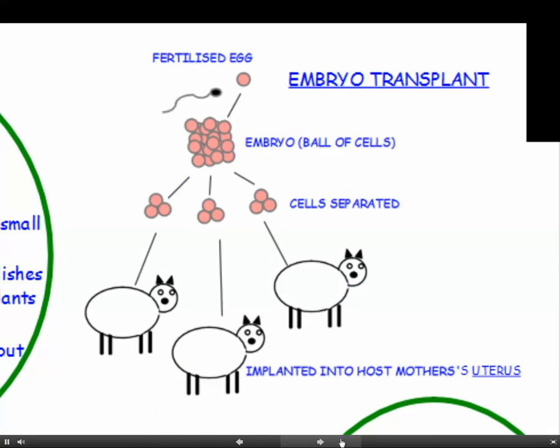So this diagram shows embryo transplant. We start out with a fertilized egg, which carries out some cell divisions until it forms a ball of cells, which is an embryo. If you separate that embryo into several clumps of cells, then each of those clumps of cells will start to divide again as if from scratch, and each of those clumps of cells will then form an embryo. If these embryos are then implanted into a host mother's uterus, then it can go on to develop into a fetus. So each of these offspring is a clone of each other.